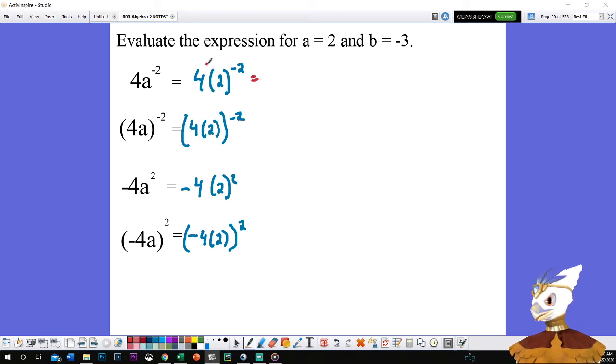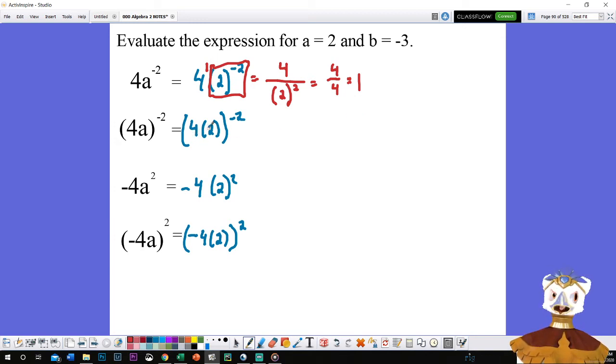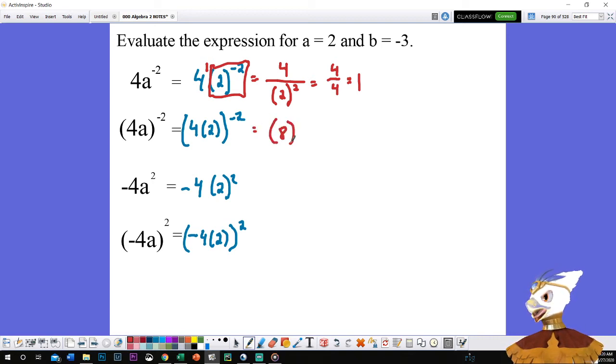Alright, now this 4 is to the 1st power. So he does not like to move it. But this guy does. So 4 to the 1st power stays on top. 2 to the -2 power becomes 2 squared on the bottom. You know that 2 squared is 4. And you can divide those to get 1. Next over here, knowing our order of operations, we're going to do 4 times 2 first. So 4 times 2 is 8. Next I have 8 to the -2 power, so that -2 means I'm putting him on the bottom.